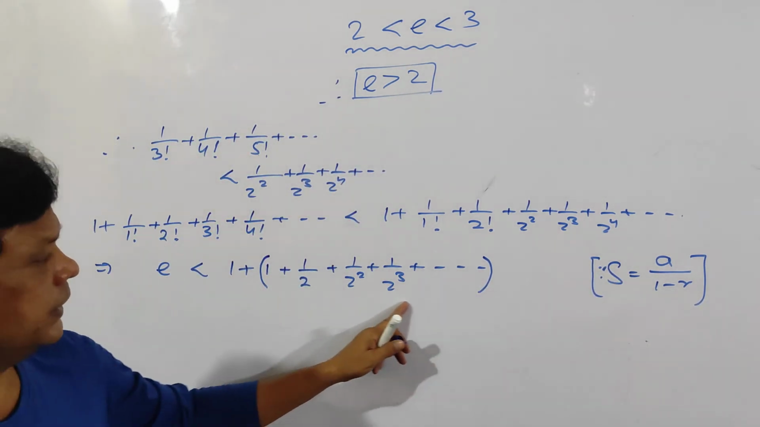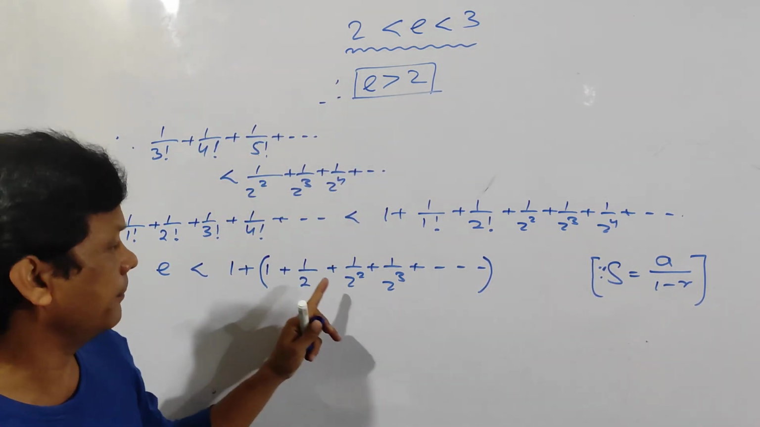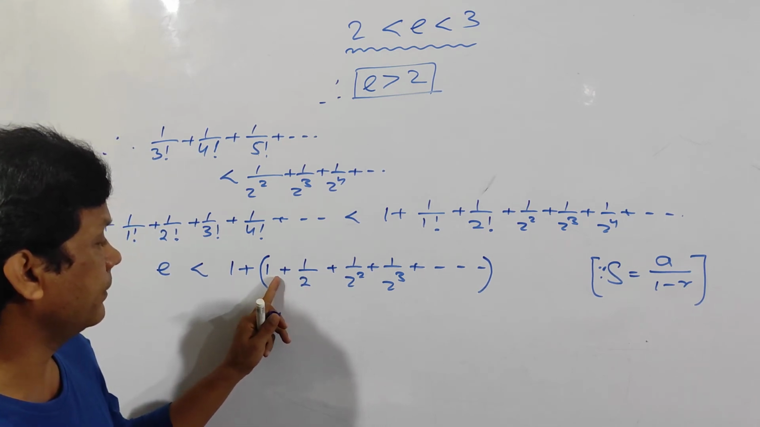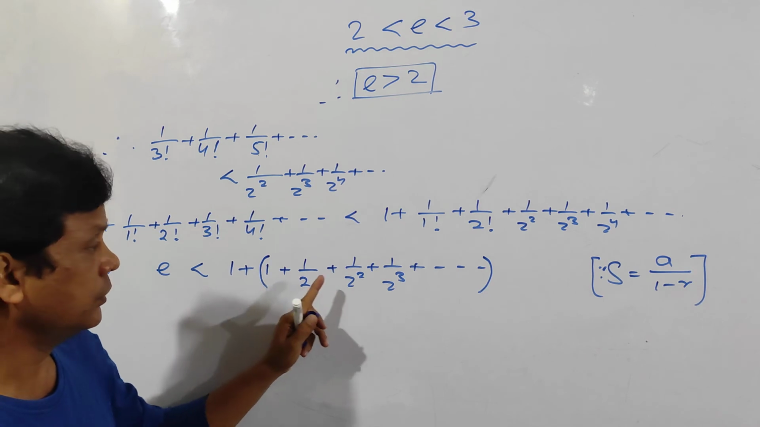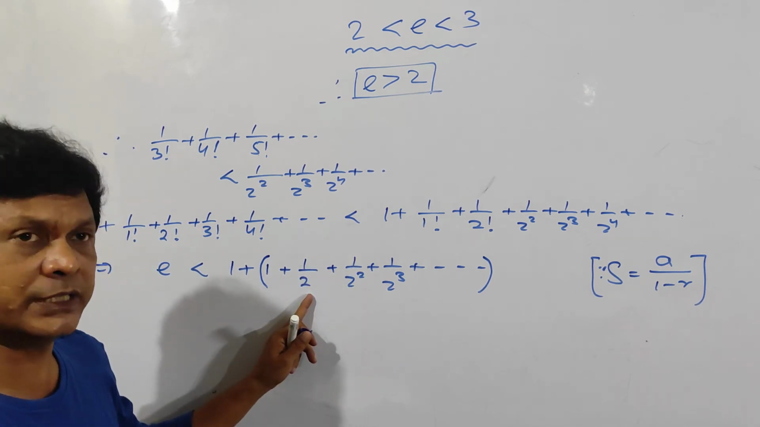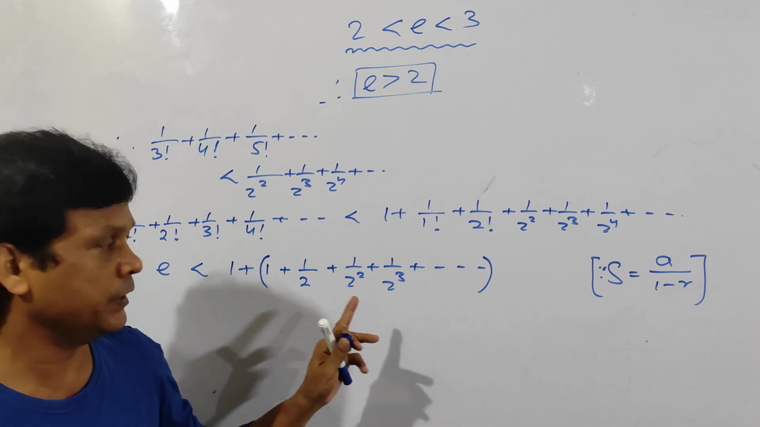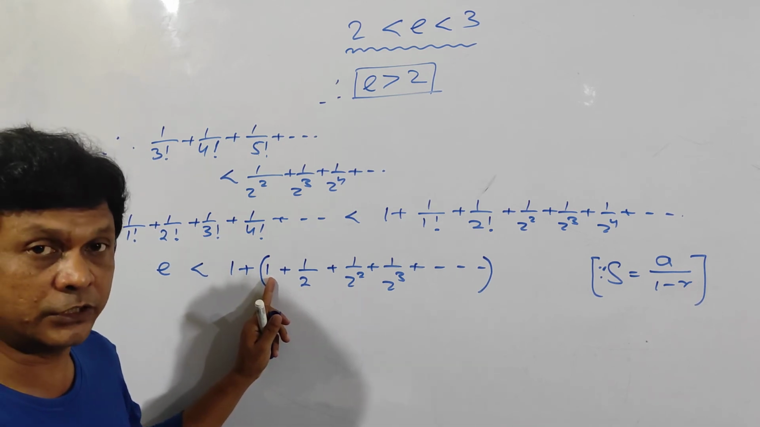So why I am telling that it is a GP, geometric progression? Because this divided by this, divided by this, is half. So 1 by 2 square divided by 1 by 2, it is half. 1 by 2 cube divided by 1 by 2, so it is also half. So the common ratio is half, and the first term is 1. Is that clear to you?